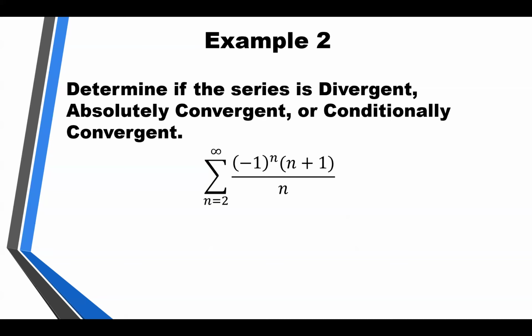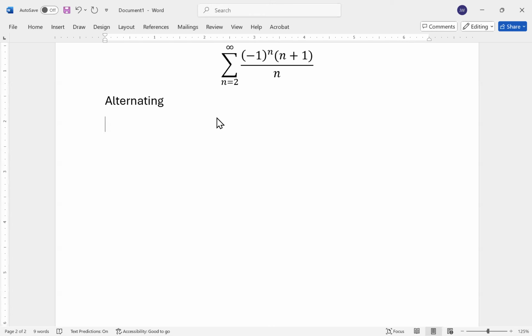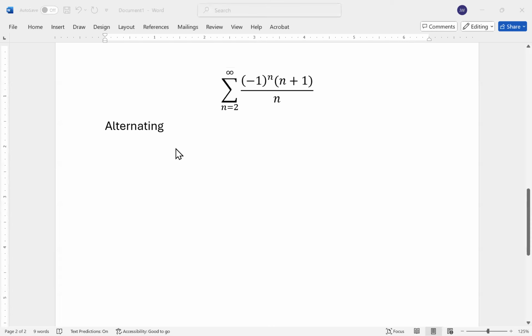Let's take a look at an example. Let's take this series, (-1)^n multiplied times (n+1)/n. And we're going to start our infinite series at n equals 2 and go up to infinity. So this series is obviously alternating. I can factor out a (-1)^n. When I do that, I'm going to be left with (n+1)/n.